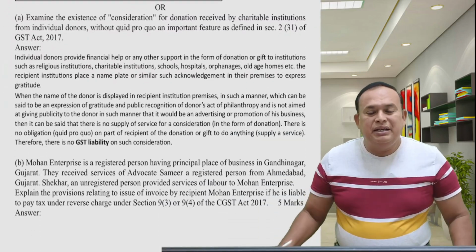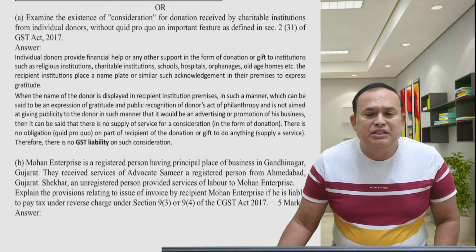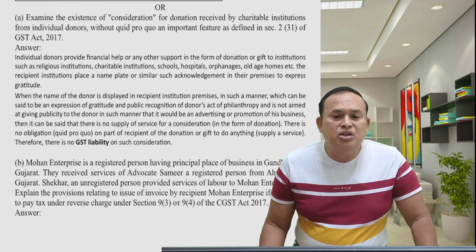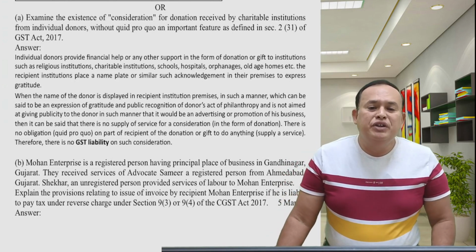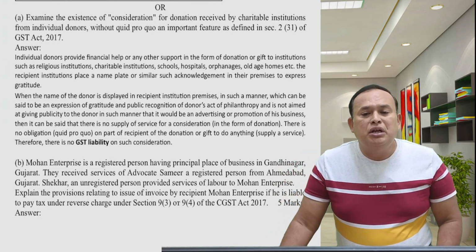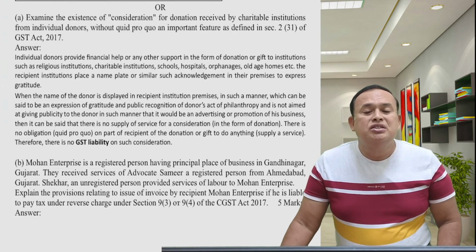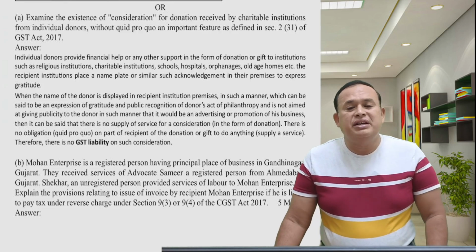in point number 8A, only the alternative, or you can answer this question also. Examine the existence of consideration for donation received by charitable institutions from individual donors without quid pro quo, an important feature for supply as defined under section 2 subsection 31 of the CGST Act 2017.